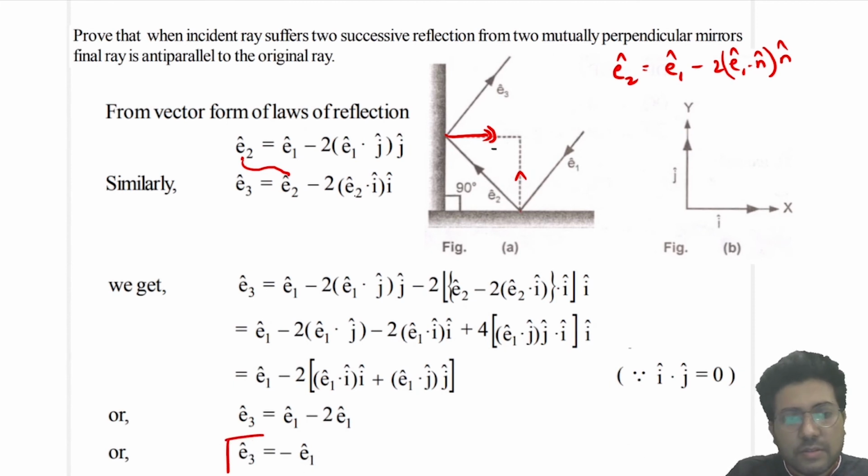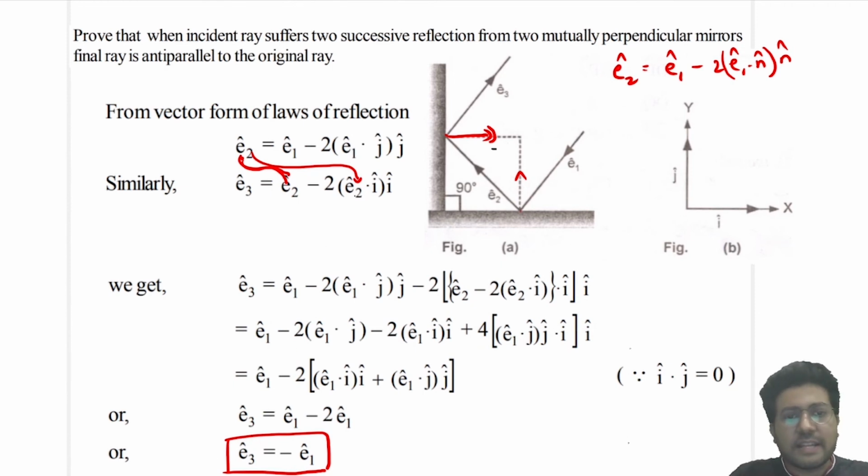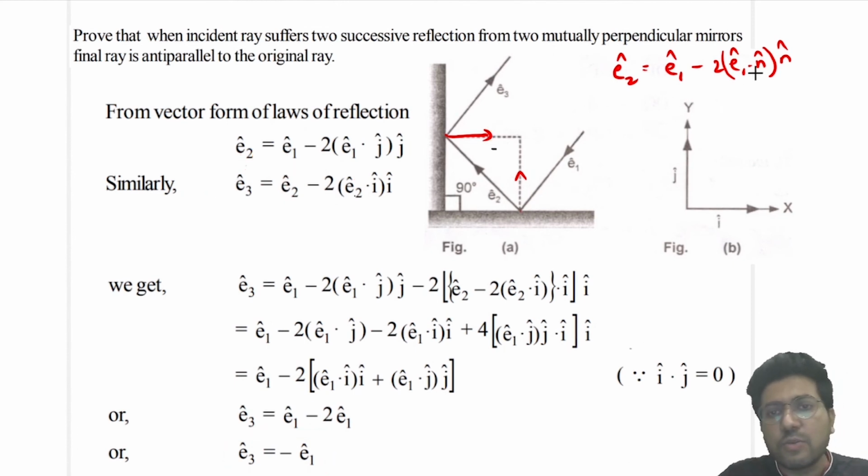Okay. You have to solve this yourself. It is very simple. You just have to put the value of E2 cap here and the value of E2 cap here. From this equation, you will get this result. So E3 cap is equal to minus E1 cap means what? Means this vector is anti-parallel to this vector. Okay. But there is one more method to understand this. See, that is a simpler method.